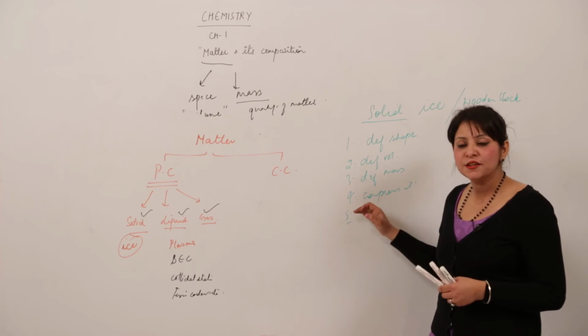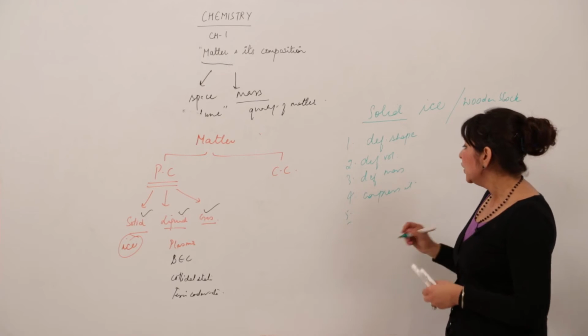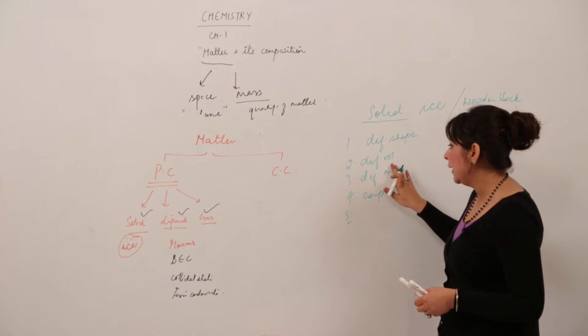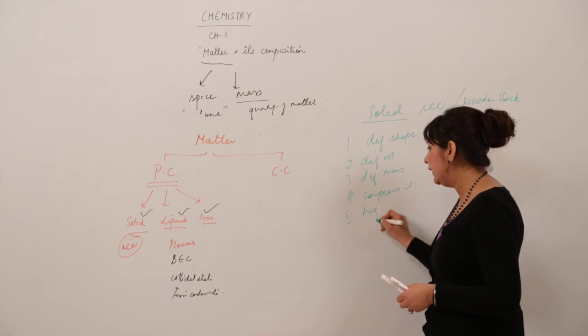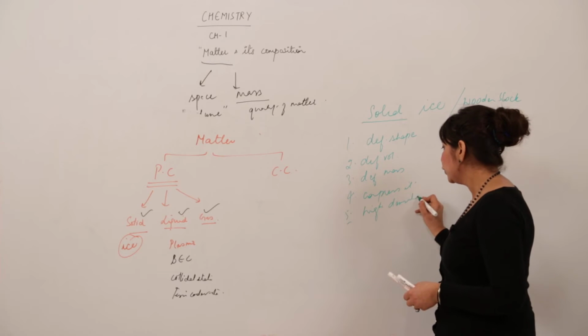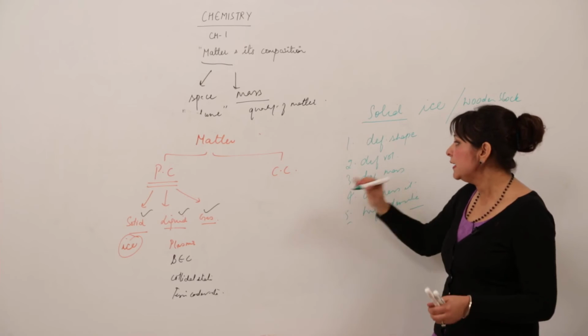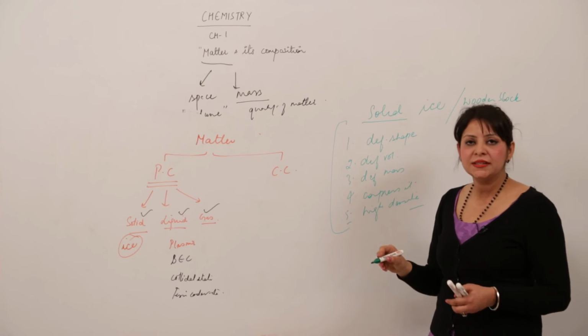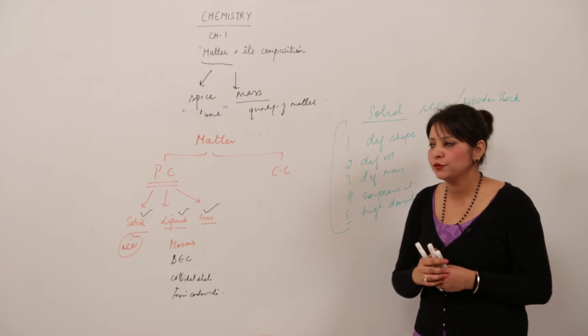We'll be doing it later, why they can't be compressed and what the factor is that governs compressibility. And more, they have definite shape, volume and definite mass. We cannot compress it, and also they have high densities. So these are the properties which we see in a solid substance. If any substance fulfills these 5 properties, that means it exists as solid. The existence of that substance is solid at room temperature.